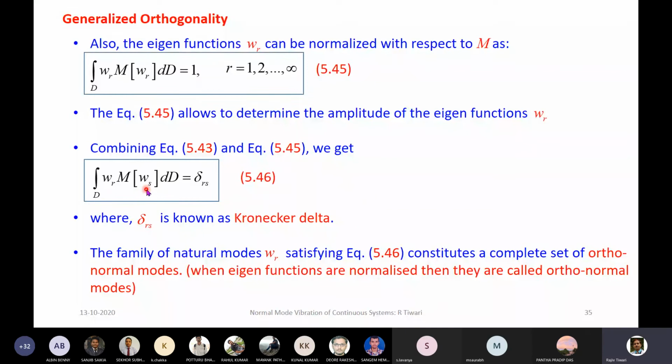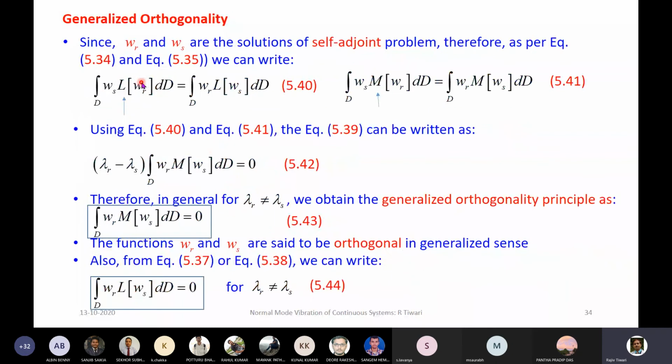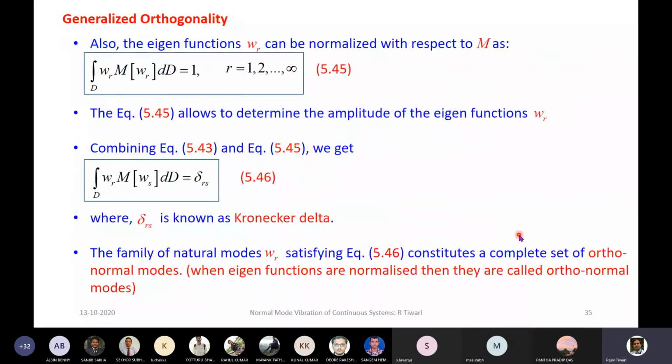Once we have the eigenfunction in the normalized form, then these eigenfunctions which we were talking about in the previous slide are orthogonal to each other. And now we'll say they are orthonormal to each other because they have been normalized. They are representing the same thing, but once we say orthonormal, they have been normalized also with respect to mass.